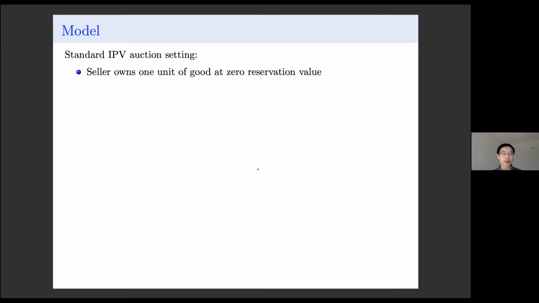So we have a fairly standard independent private value auction setting. There is a single seller who owns 1 unit of good, and we're going to normalize the seller's reservation value at 0. In the auction, there are going to be n risk neutral buyers whose values are denoted theta 1 through theta n, and these value types are i.i.d. drawn from a common value distribution F. And as is standard, we're going to assume that the buyers have quasi-linear preferences.